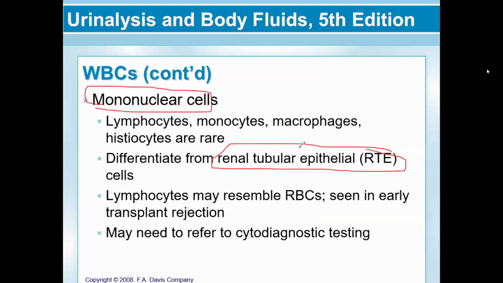Okay? When we were talking about renal tubular epithelial damage, we can also see casts and the like. If there are only mononuclear cells and no casts, then most likely what we're seeing are mononuclear cells. Okay? So lymphocytes may resemble RBCs, seen in early transplant rejection, and may need to be referred for cytodiagnostic testing. The cytodiagnostic testing is not done in the clinical microscopy lab, it's usually under your anatomic lab. So it's usually performed in histopath.